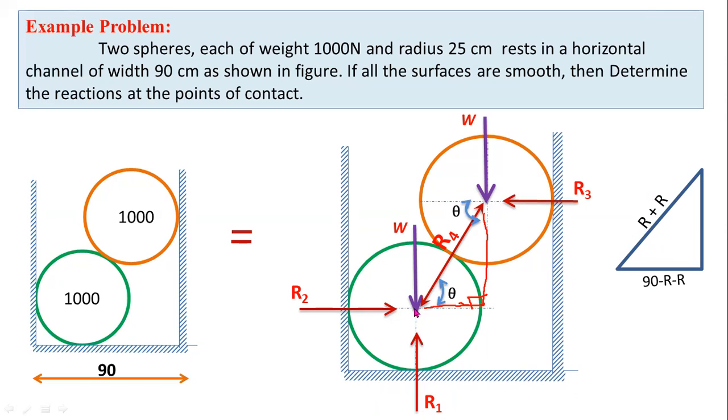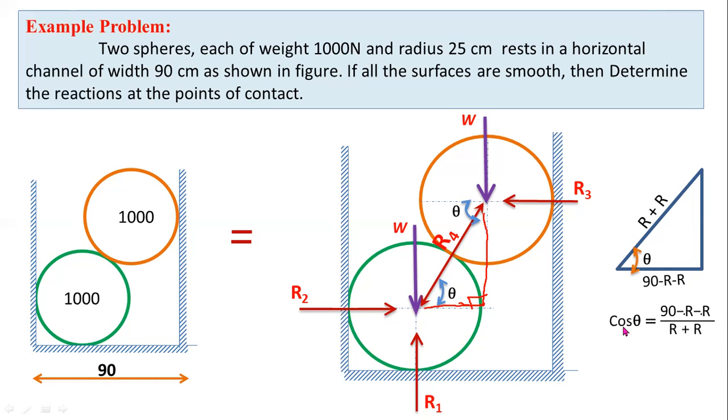So from here to here the distance is radius, and from here to here the distance is radius. So the length of this bottom side is 90 minus r minus r. The angle is theta. From this triangle you can observe the adjacent side is 90 minus r minus r. That means 90 minus 25 minus 25, that is 40, and the value of hypotenuse is 50. 25 plus 25 equal 50.